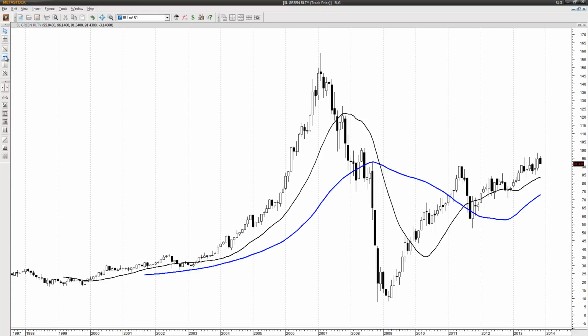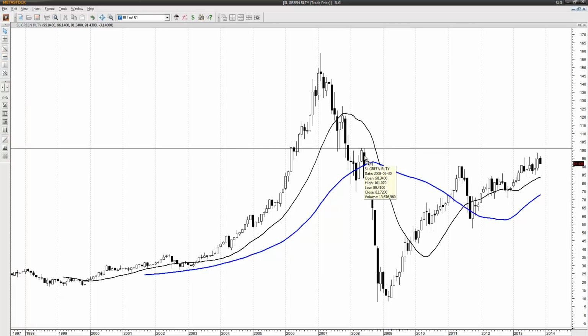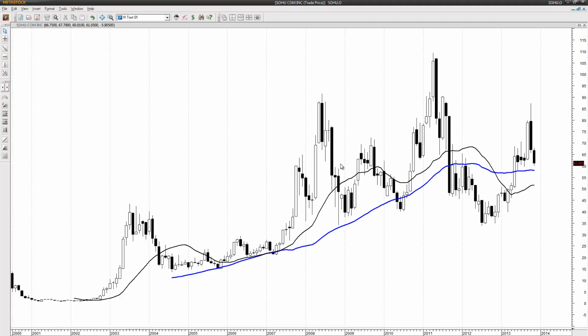And for this I'm using this peak at 101.07. I know SLG doesn't have any earnings. I have to wrap this up quite quickly because you can't have more than 15 minutes on YouTube at the moment, so that's why I want to wrap it up quickly.